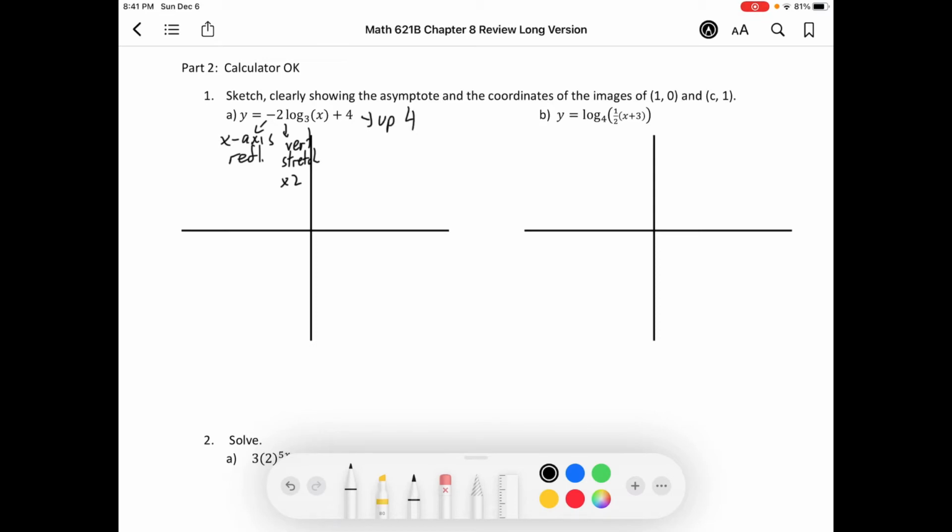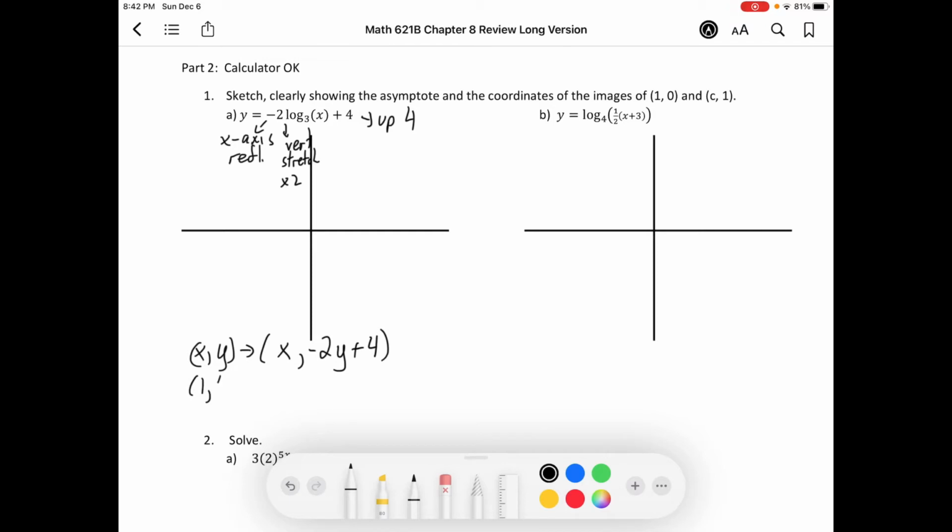None of those things actually affect my asymptote. My asymptote's still on the y-axis. So here's the map that comes out of that. I've got an x-axis reflection, so that changes my y's to negative. And I times my y's by 2 because it's a vertical stretch by a factor of 2. And I go up 4. The x actually hasn't been transformed at all.